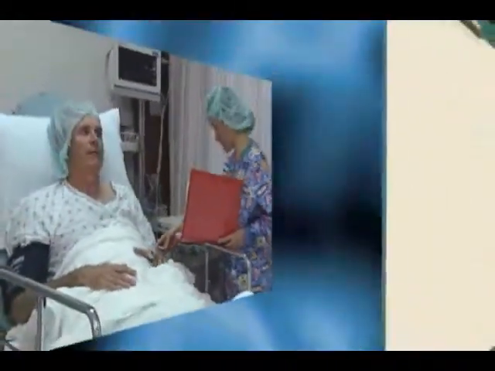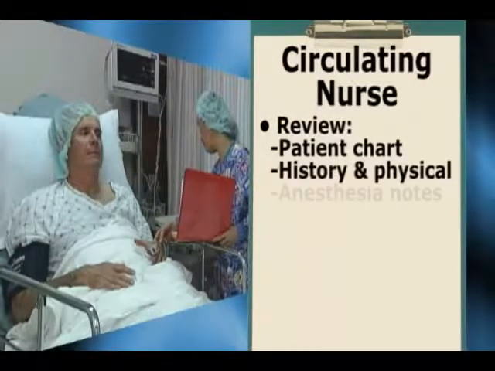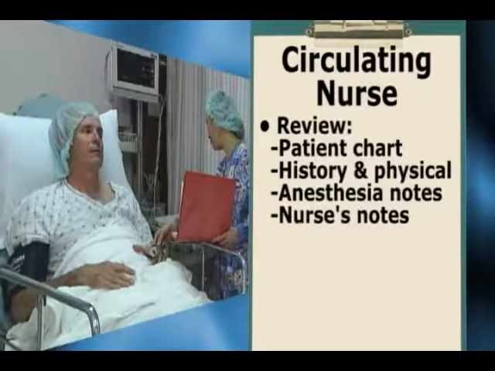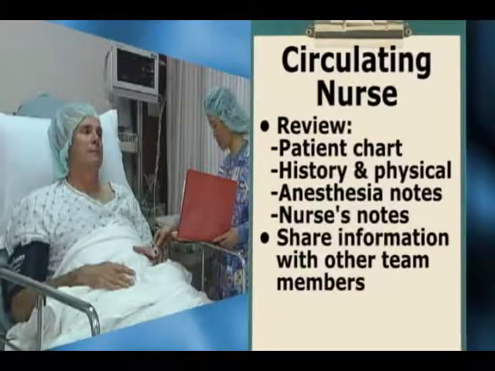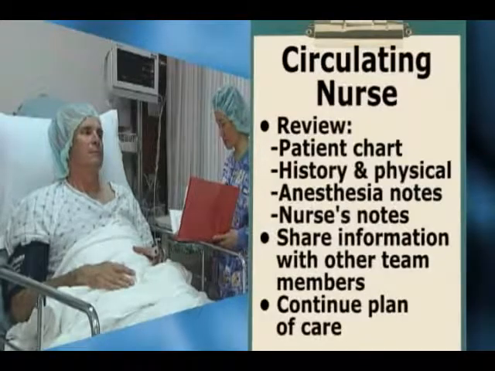Bob Smith. Okay. By reviewing the chart, the history and physical, anesthesia note, and the nurse's notes, the circulating nurse learns more about the patient's medical conditions and concerns. The nurse shares specific information with the other members of the team as necessary and continues the plan of care.